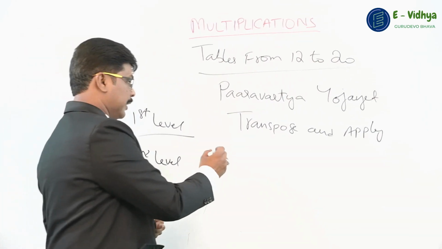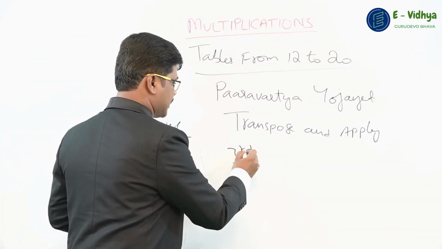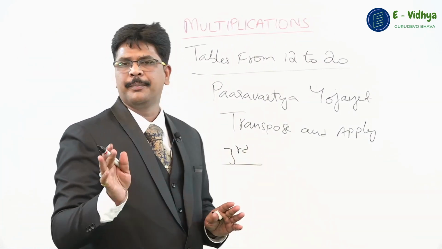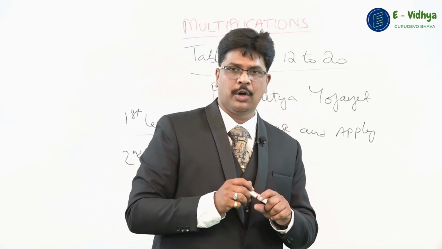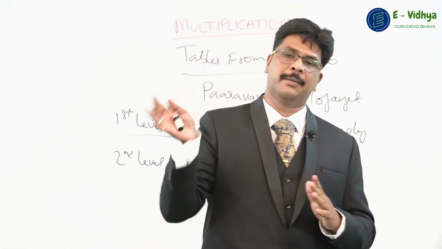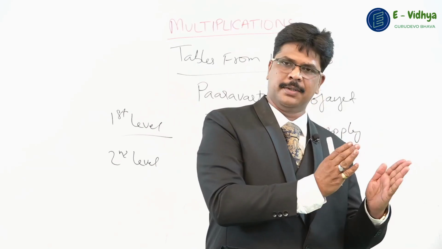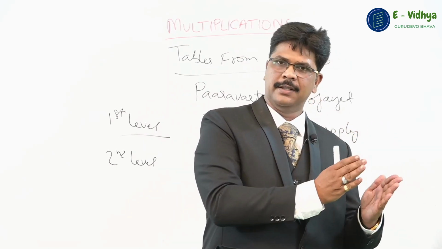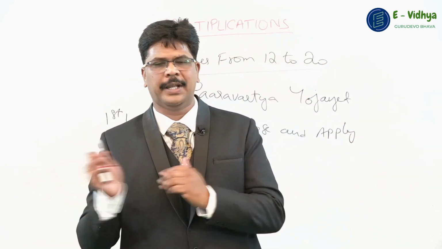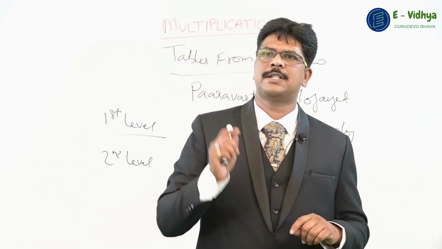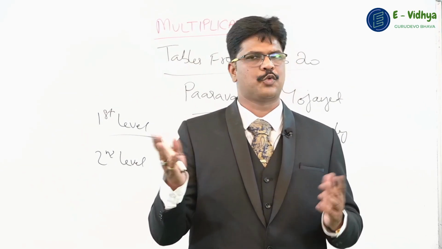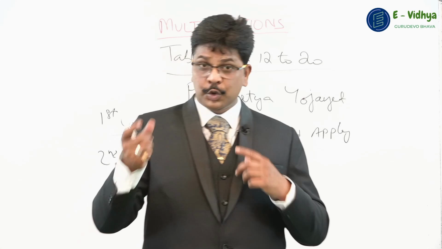Now we have the third level. If you can tell this third level of additions, you can tell any table from 12 to 20. It's called tens to any number. I mean some multiple of 10 added to any number. Something like this. How much is 10 plus 15? It's 25, very easy, right? So you should know this ability.